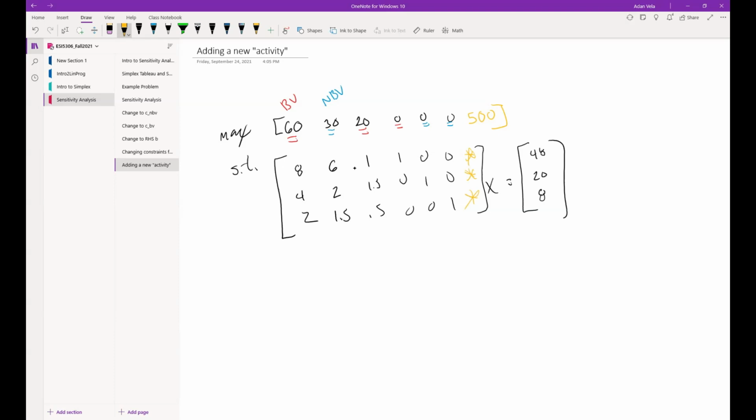Okay. So the idea of adding a new activity is like adding a new decision variable. And so it's going to come up in 2 ways. 1, our cost function is going to change. And 2, our constraint equations are also going to change. Now, the first assumption we're going to make is that this new activity is part of the non-basic variables.